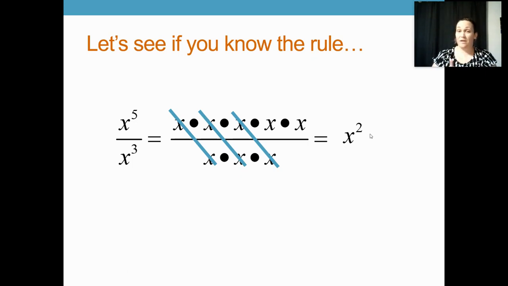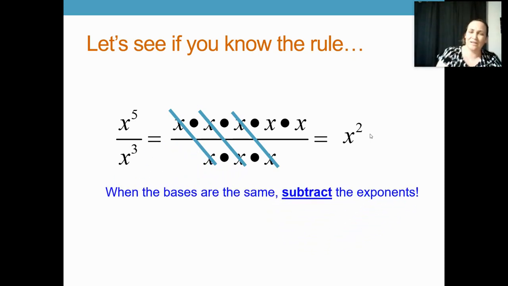So let's think for a minute because this was a lot of writing. And again, as I said earlier this week, totally fine if you like that visual and you want to write everything out and physically cancel them out. That's a great way to do these problems. But there's a shortcut. The shortcut for today is in a division problem, when the bases are the same, the base was the letter x, you can subtract your exponents. So if we look back at the original problem, 5 minus 3 is 2. Okay, so subtraction for this.